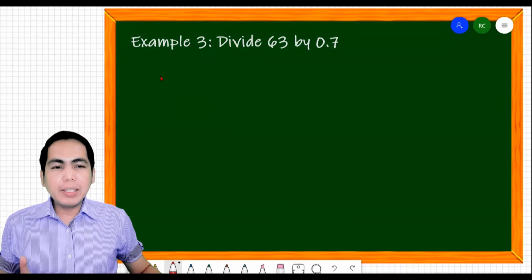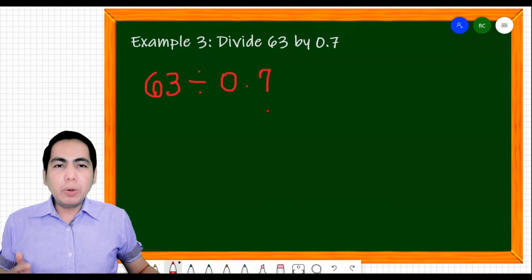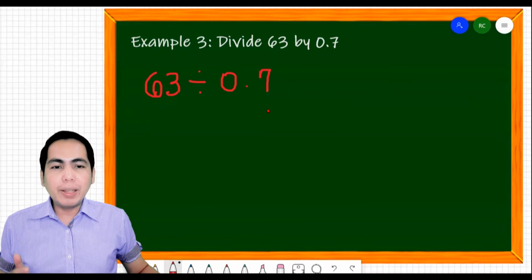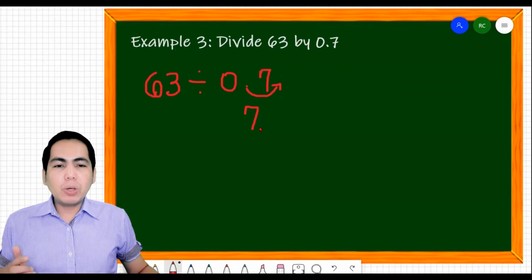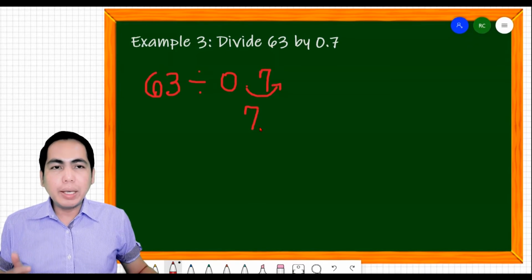So we have here divide 63 by 7 tenths. 63 divided by 0.7. In order to make our divisor 7 tenths a whole number, we have to move 1 decimal place to the right to make it 7. Since we have moved 1 decimal place, we also have to move 1 decimal place in our dividend. Since our dividend is a whole number, it is understood that the decimal point is after the last digit. So the decimal point is understood to be here.